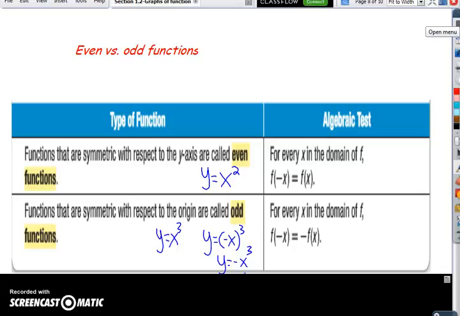This will be very important for us later on in the year in trigonometry, in which even and odd plays a very key important role. But for right now, with respect to the y-axis, it's an even function. With respect to the origin, it's an odd function.